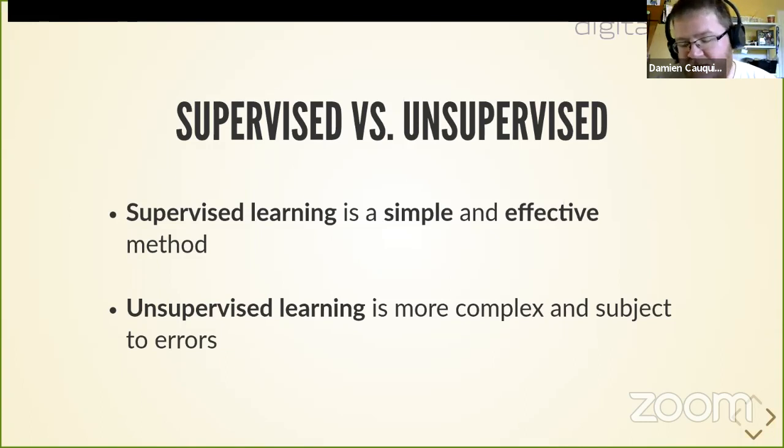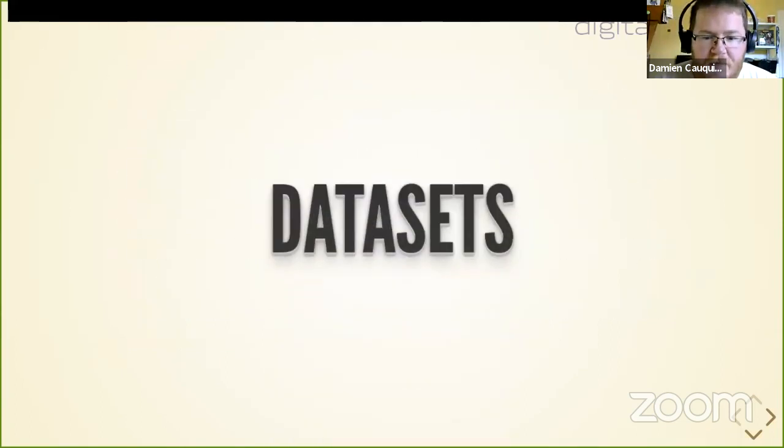Unsupervised learning is more complex and more subject to errors because there is no human involved in this process. So we let the machine do the job, and then we get the results and see if it fits.